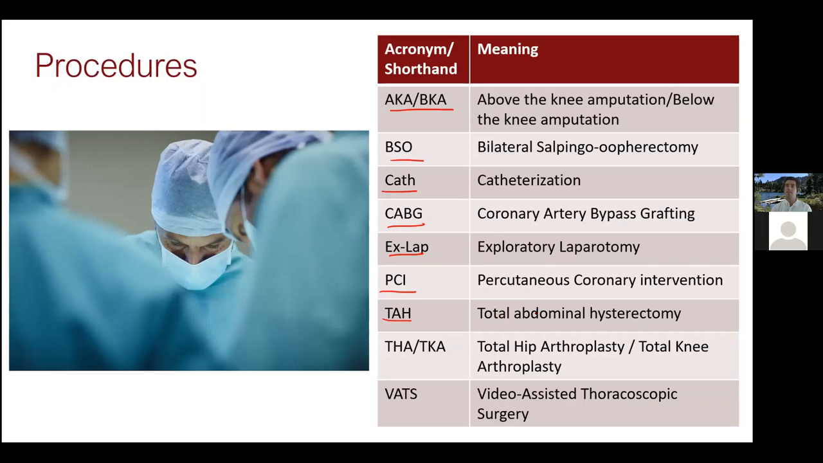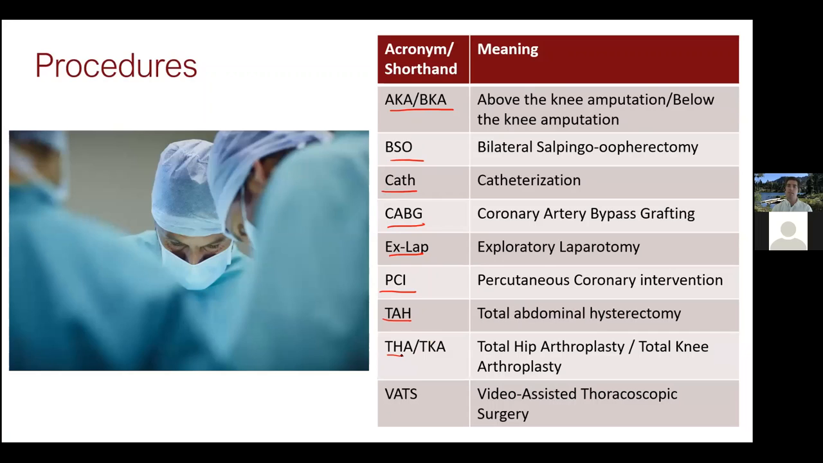A TAH is a total abdominal hysterectomy. So there are multiple different approaches to a hysterectomy, which is removal of the uterus. And one of those approaches is when you do it from the abdominal approach. So a TAH is when you remove the uterus through an abdominal approach. And that's often combined with the BSO. So you'll do a total abdominal hysterectomy with a bilateral salpingo-oophorectomy, which is a TAH BSO.